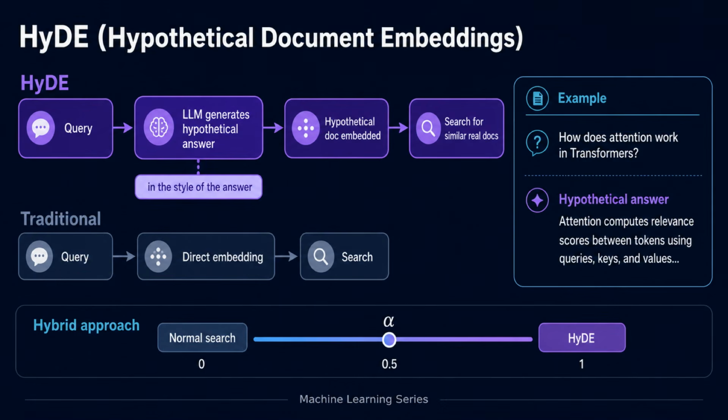HyDE is a clever technique that generates a hypothetical answer before searching. Instead of embedding the question directly, you ask an LLM to write what a good answer might look like, then use that hypothetical document for similarity search. The intuition is that the hypothetical answer is more similar to actual answer documents than the question itself. For example, when searching for "How does attention work in transformers?" a generated technical explanation will match real technical documents better than the question text. You can also combine HyDE with normal search using weighted fusion.